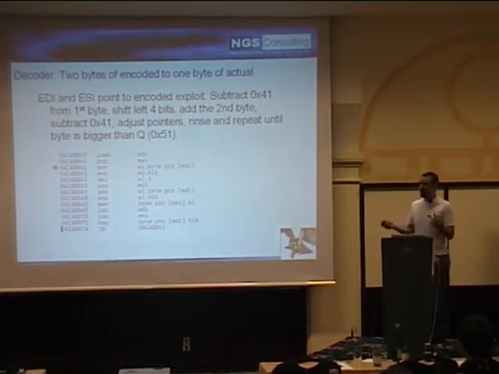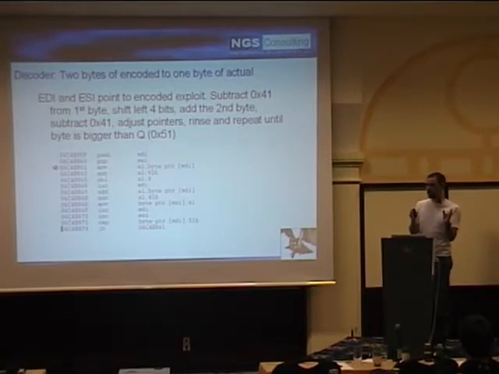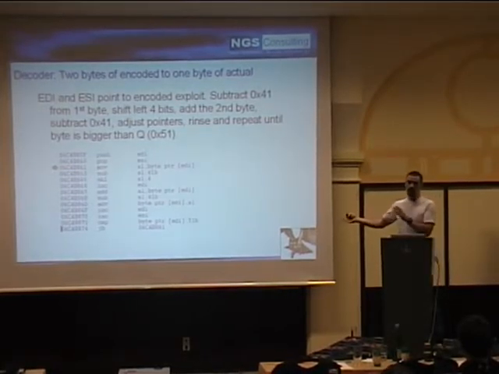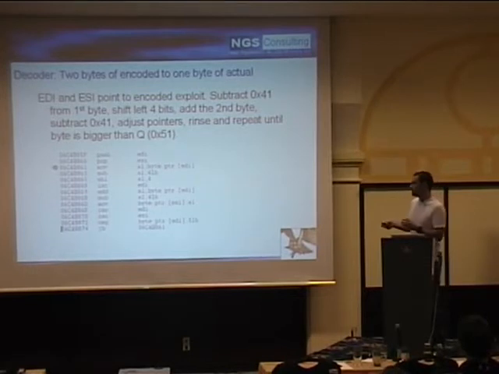Okay, the decoder itself. Essentially, when I encode the exploit, I take a byte of exploit and split it into 2: the most significant 4 bits and the least significant 4 bits. I add 0x41 to each half, and that becomes our encoded exploit. So decoding that exploit is the same in reverse.